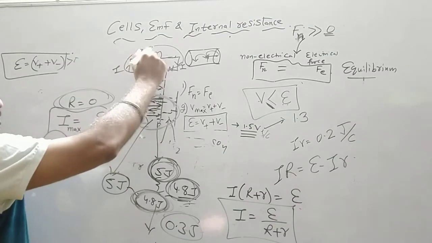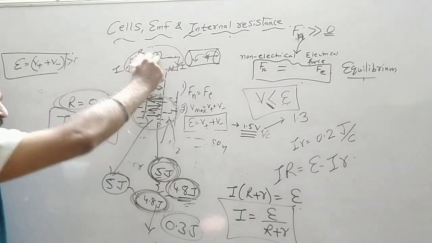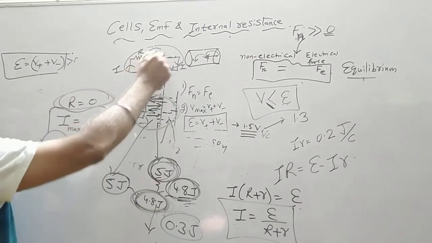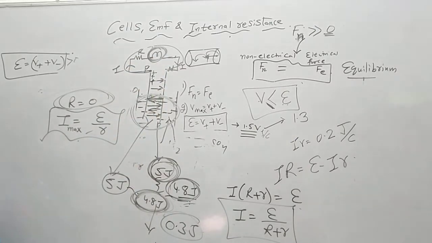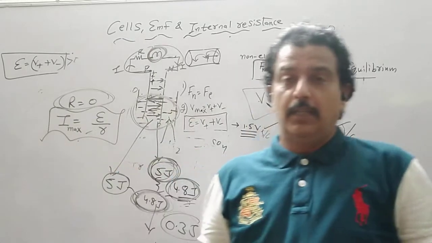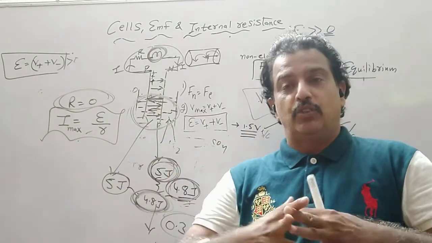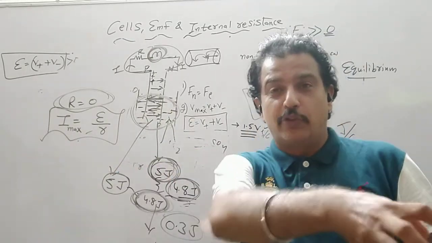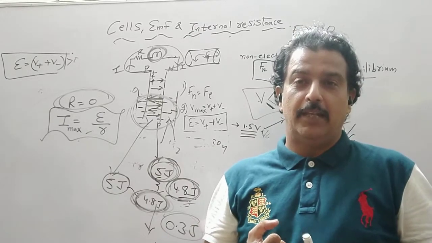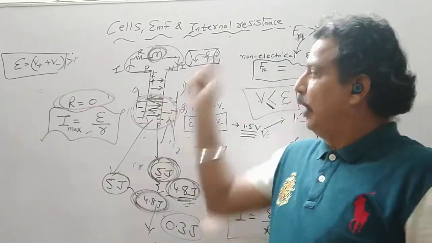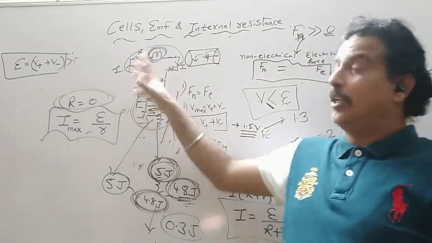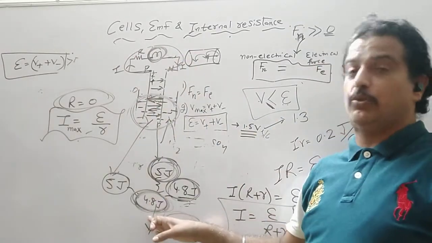If this device doesn't have any resistance, then only I am talking. If this device is very sensitive to the current, so there are devices which are very sensitive to the current, and if it has no resistance, it will draw maximum current from the cell and it may get damaged. So you have to connect an external resistance. Now what is the situation? Now this is the situation.